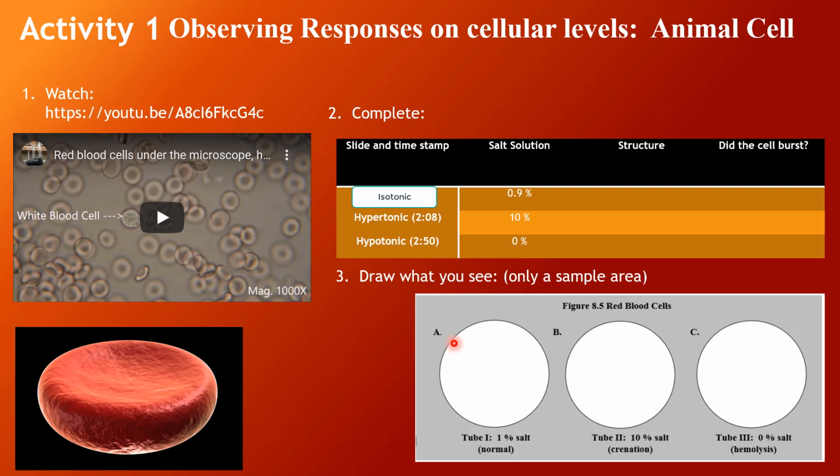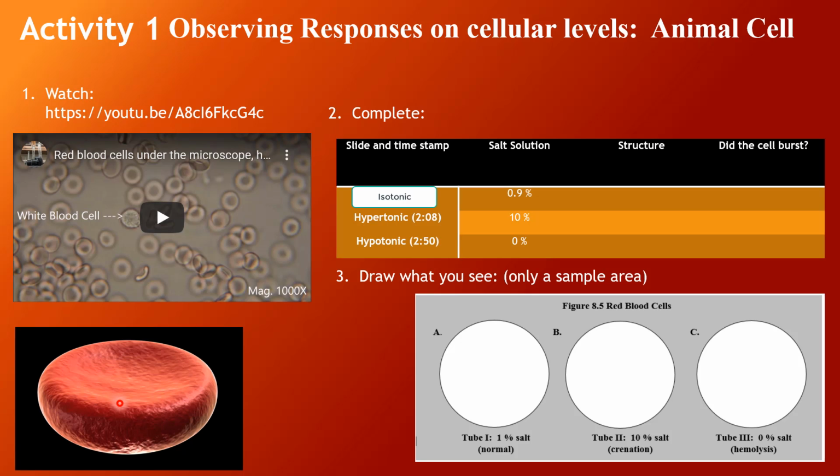Activity 1, animal cell, observing response on a cellular level for animal cells. You're going to watch the video and record what happens to red blood cells when placed in 0.9% salt solution, 10% salt solution, and 0% salt solution. Describe the structure and describe what happened to the cell. Also draw what you see in the video for cells that are in 1%, 10%, and 0% salt solution. Draw a sample. You'll see many cells in that video under the microscope.